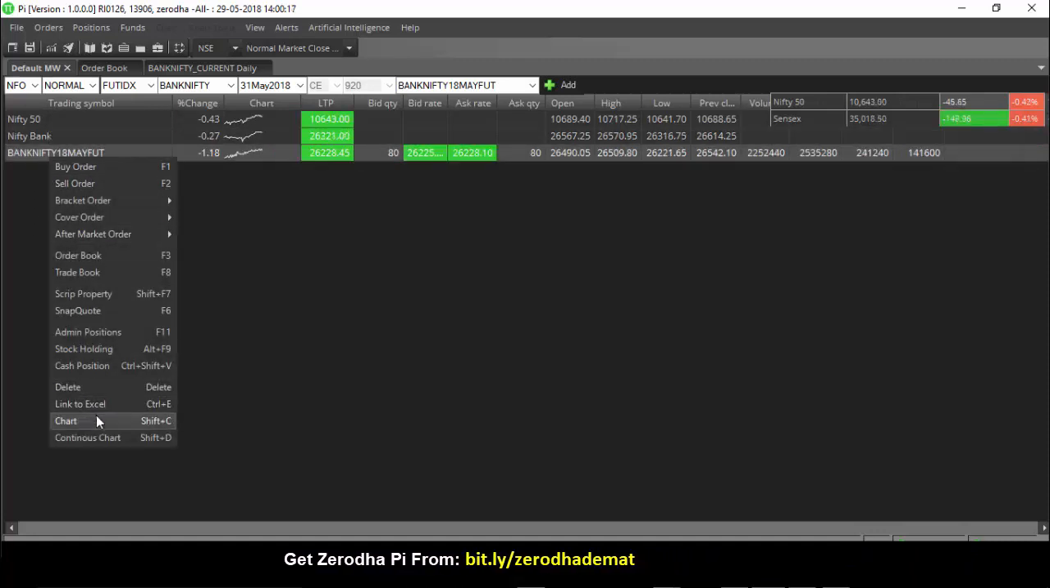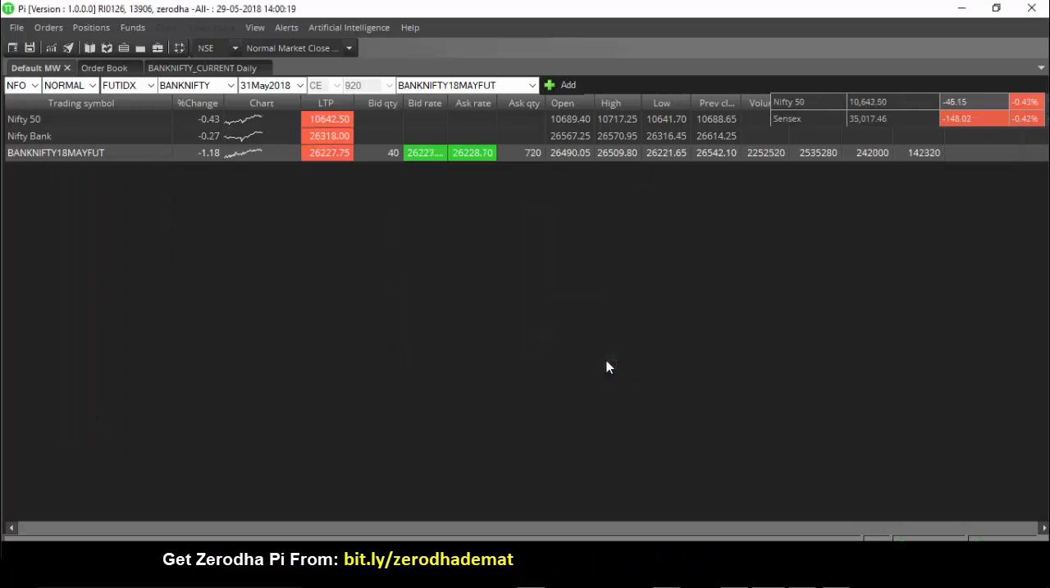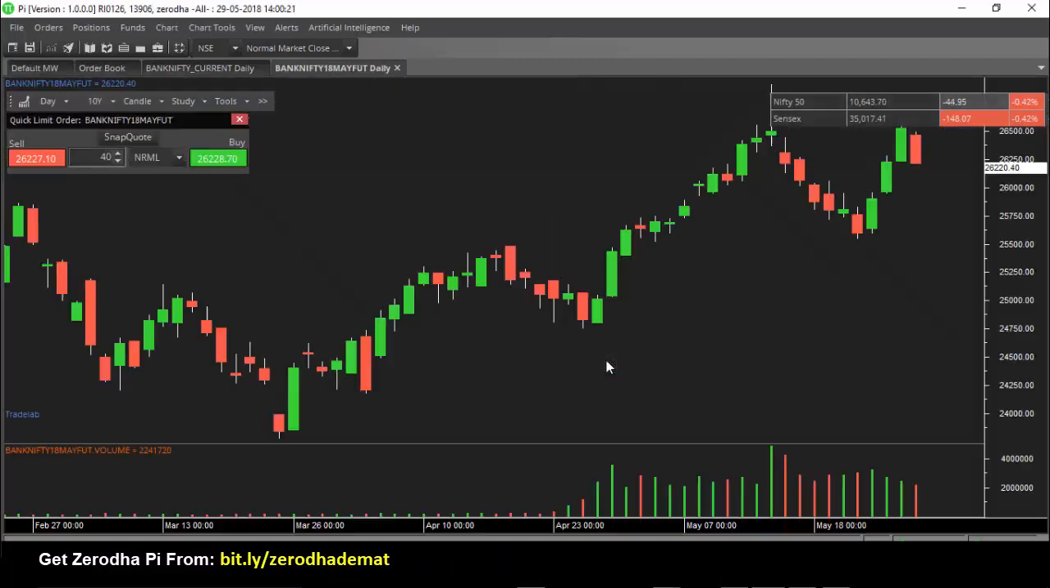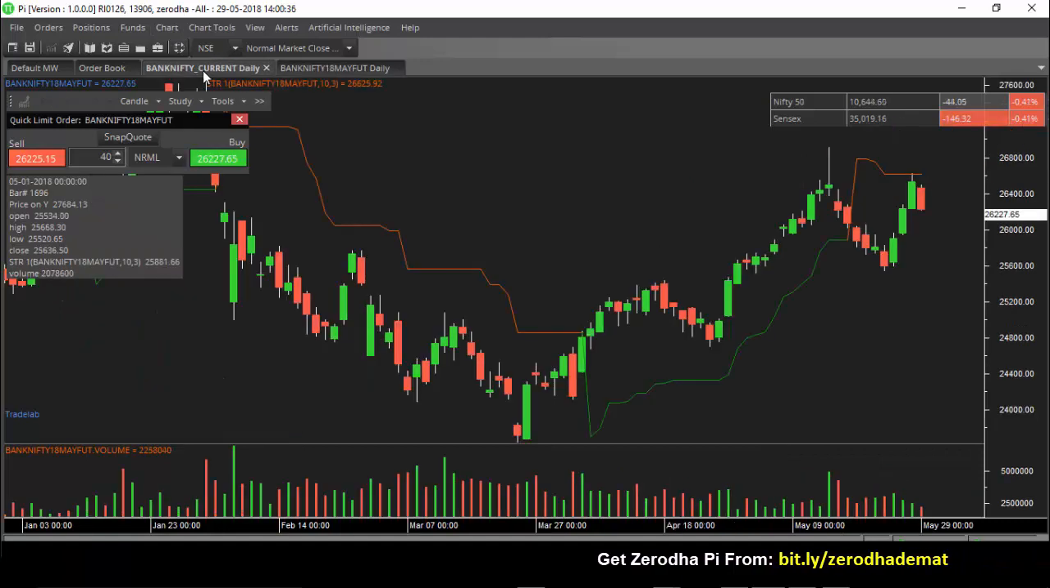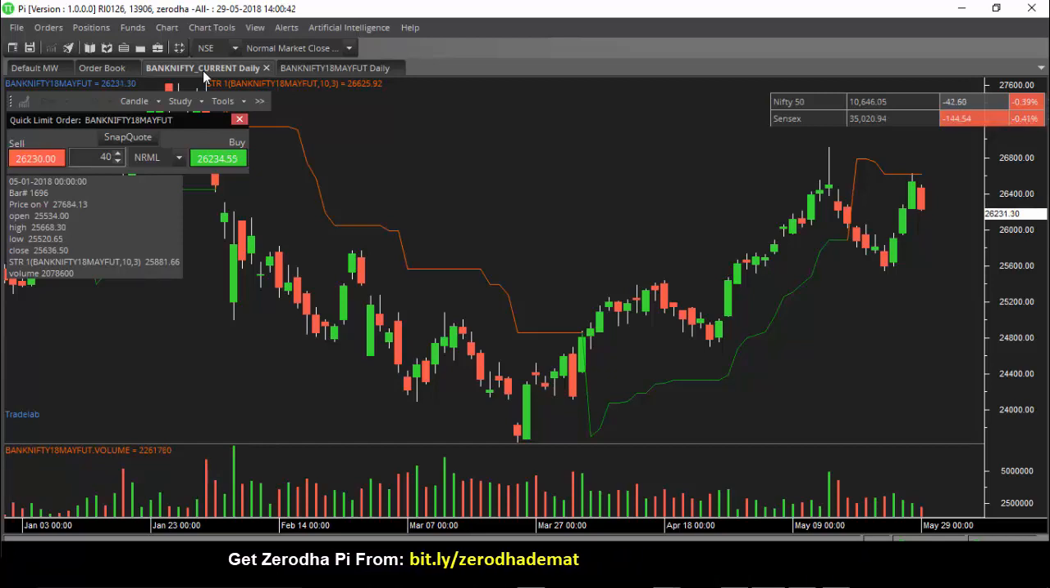I'll show you the difference once again. Even if you open a normal chart of a future for a long time period, see, I cannot drag it. The futures chart is only available for the last 3 months. But the continuous chart is available for as long as you want from the history. You can even get the charts from the time when it was first introduced in the system.